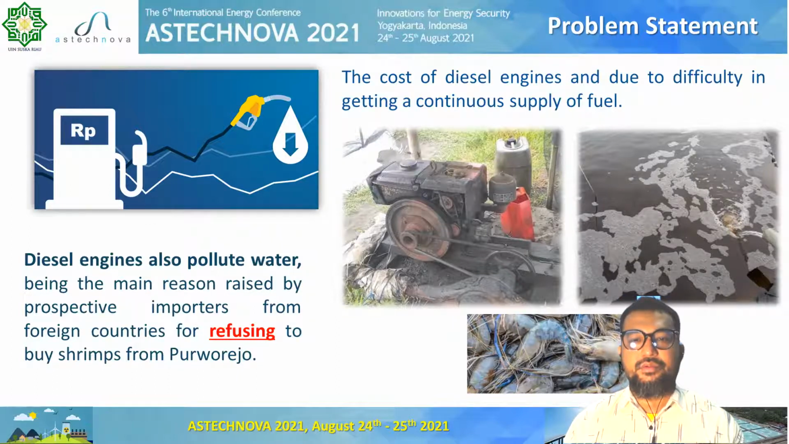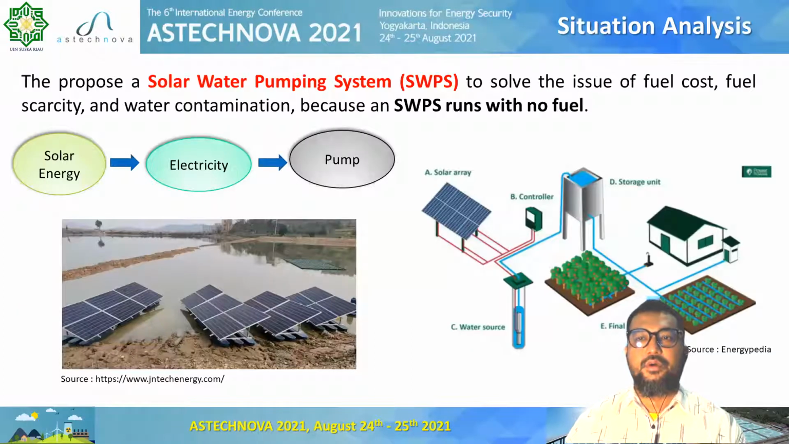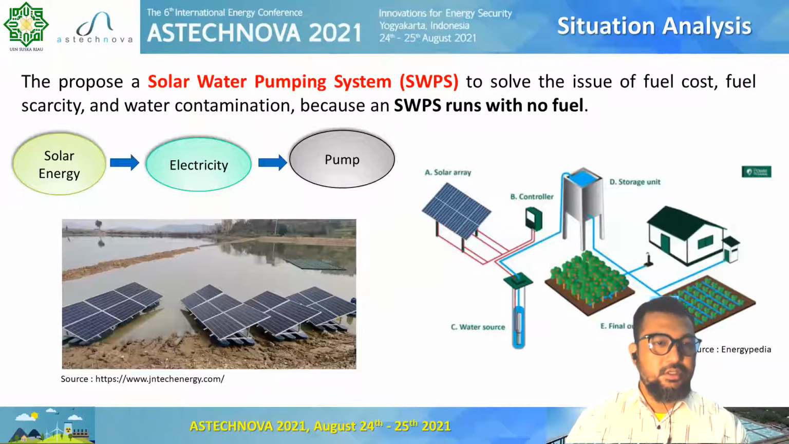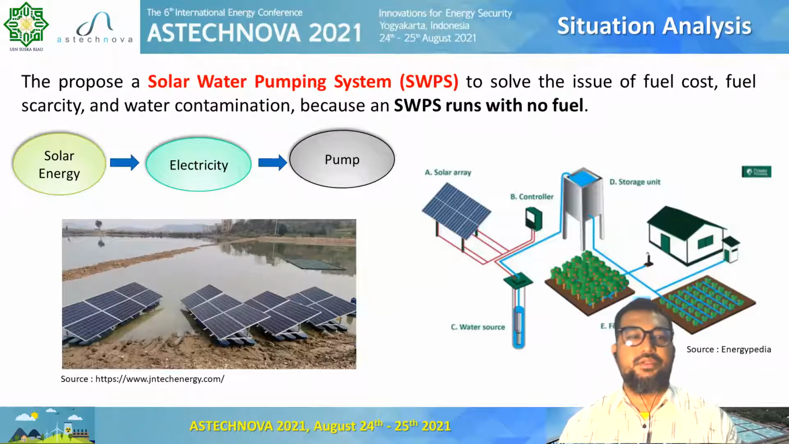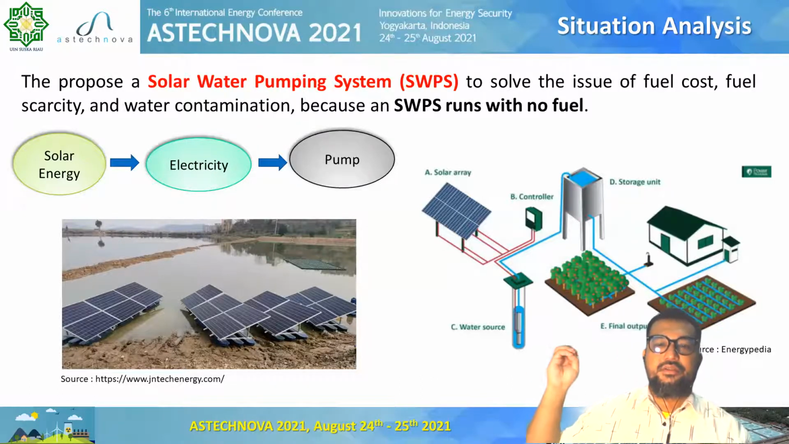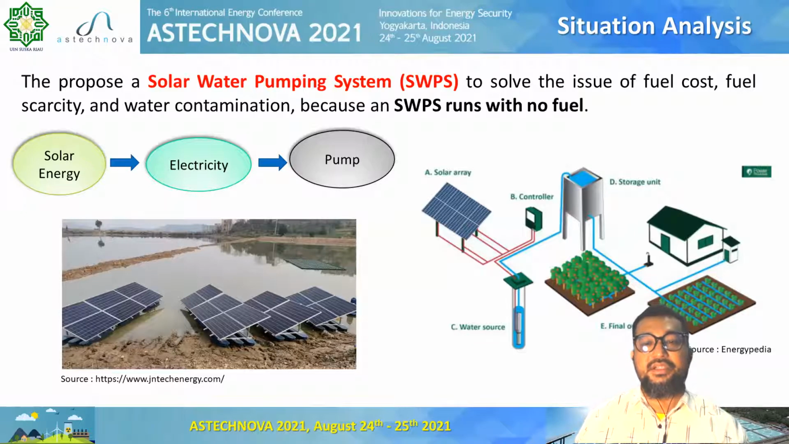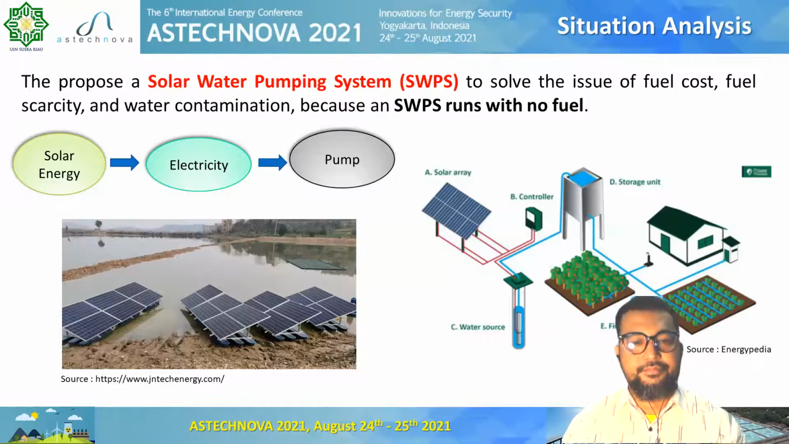The challenge is how to reduce the use of diesel as a power source, at least for supplying seawater to the ponds for the process of water circulation. So we propose a solar water pumping system, SWPS, to solve the issues of fuel cost, fuel scarcity, and water contamination, because SWPS runs with no fuel: solar energy is converted to electricity, and the electricity is used to power a pump.